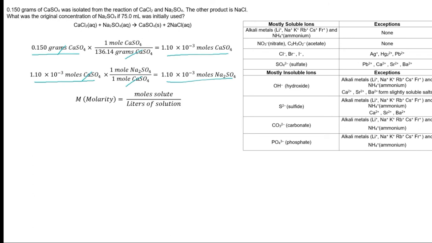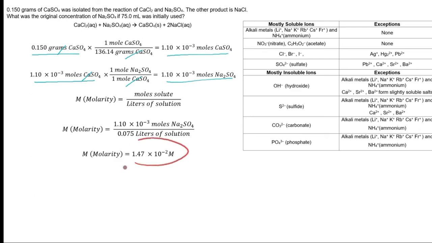Let's plug in the numbers I know. I've already calculated my moles of sodium sulfate. The problem told me that I had 75 milliliters initially. Again, make sure you convert this to liters. So that is 0.075 liters of solution. So I have a concentration of 1.47 times 10 to the negative 2.